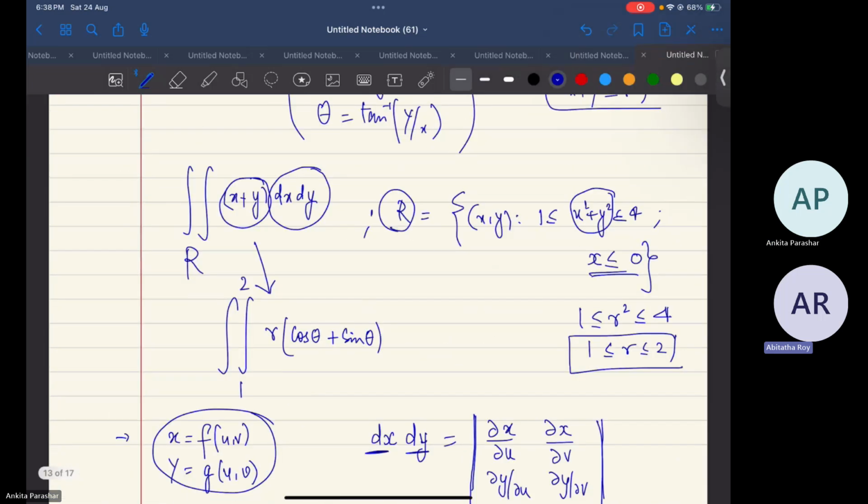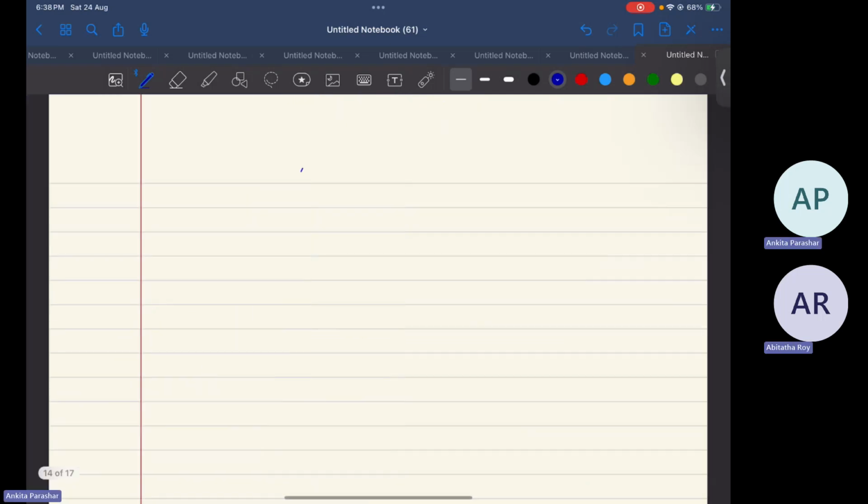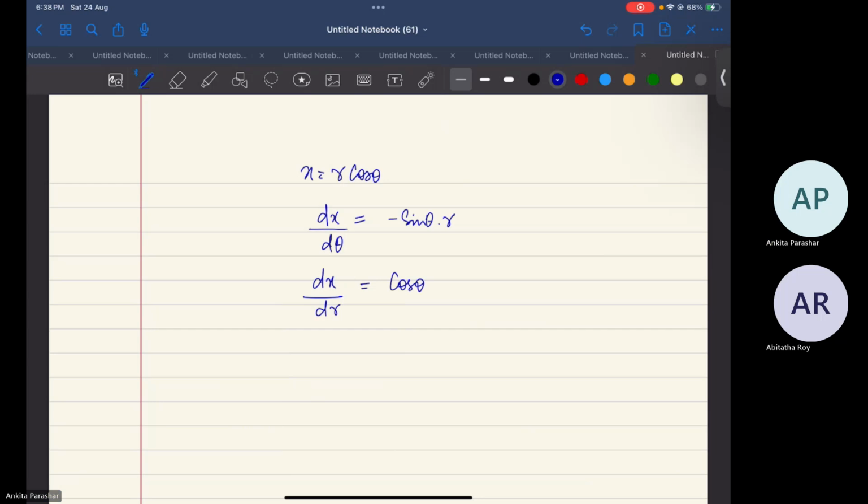Knowing this, we can do it like this as well. We have taken x equal to r cos theta, for example. If we do dx by d theta, we get the value for dx in terms of a function of r and theta and d theta. Suppose I know this.